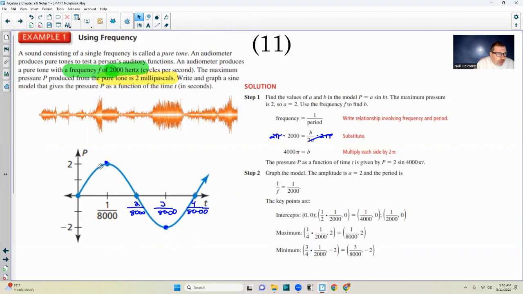So you go up to your maximum at 1/8000, back down to 0 at 2/8000, down to a minimum at 3/8000, and back up to 0 at 4/8000, or 1/2000. So the graph of P equals 2 sine 4 pi t is right here. Okay, and that is the sine graph of the frequency pure tone. Now you should be able to do problem number 11 in your exercises.